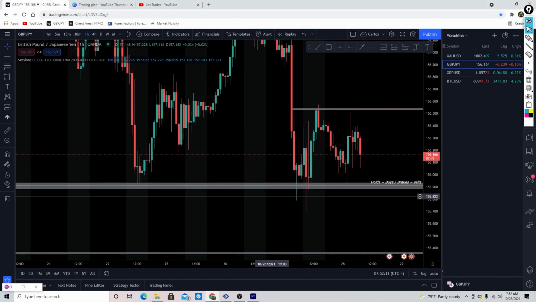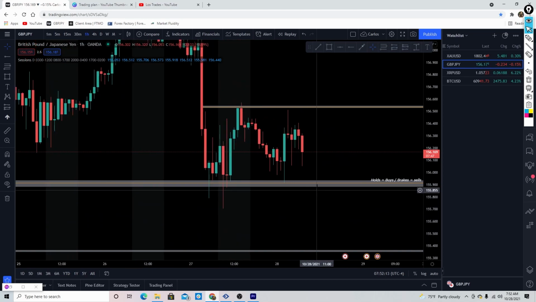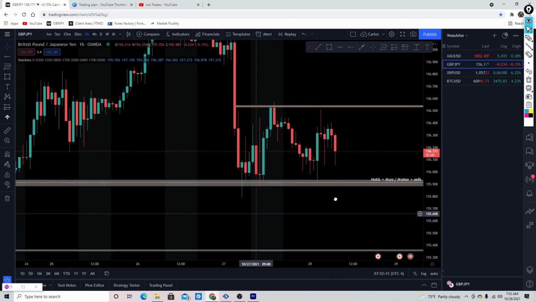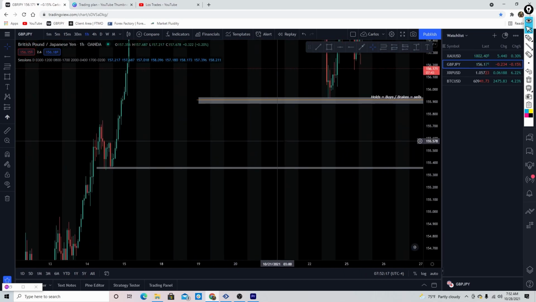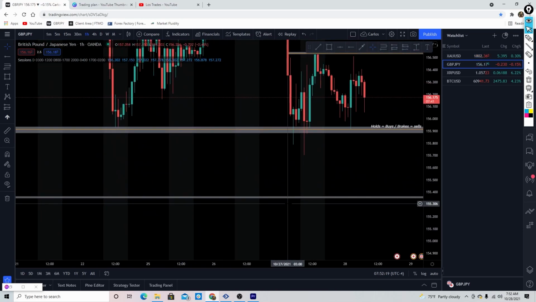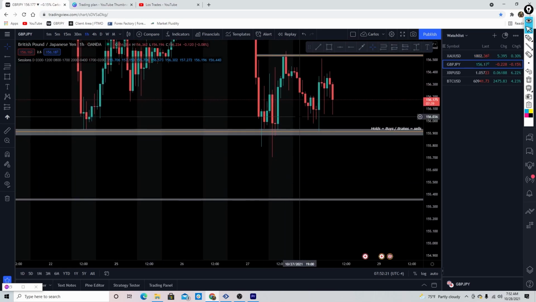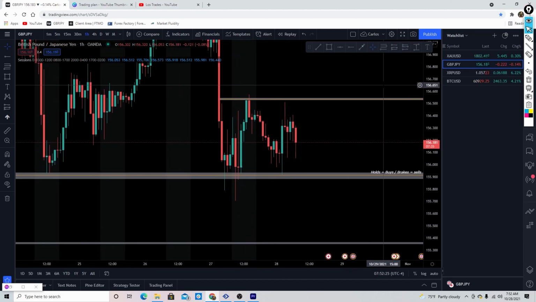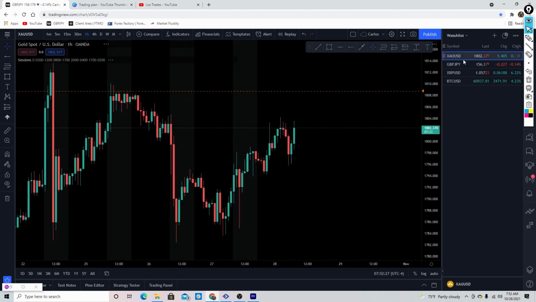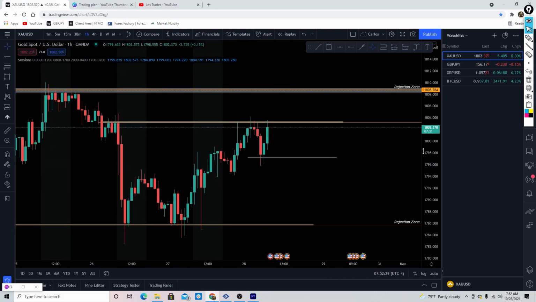For sales, like I said, I would need a 4 hour close below this 155 900 zone. So it may happen, may not. If it does happen, I may miss the move, right? May miss the move, but it is what it is. That's what I'm comfortable with.